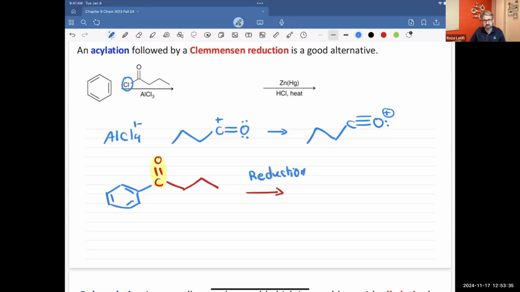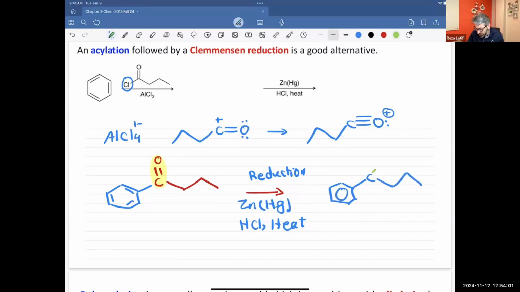And one of the methods can be the Clemmensen reduction method. So you will use a mix of zinc with mercury, and you will treat it with HCl and also heat. That's going to remove the carbonyl group, and we will have this. So instead of the carbonyl group, now we will have 2 hydrogens there. What will happen to the carbonyl oxygen? It is going to leave the system as H2O.